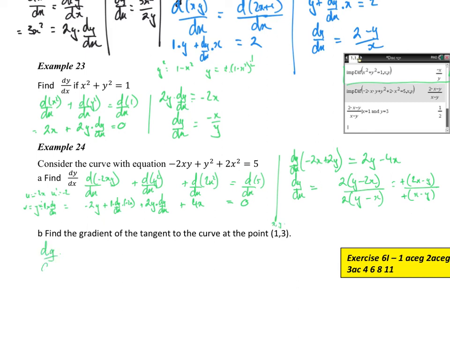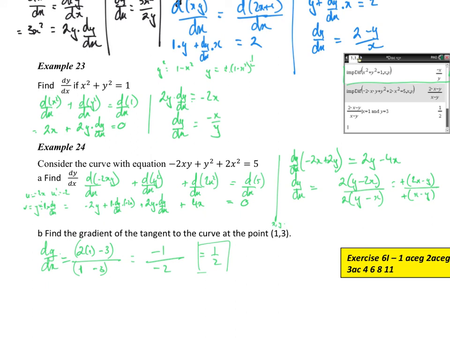So dy dx is equal to, at the point (1, 3), so if x is equal to 1, I get 2 times 1 minus 3 over x was 1, y was 3, which is 2 minus 3, which is negative 1, over 1 minus 3, which is negative 2, which is a half, which again, obviously, if you look at the CAS there, we can do a lot of these things on the CAS. Substitute your values in on your CAS.